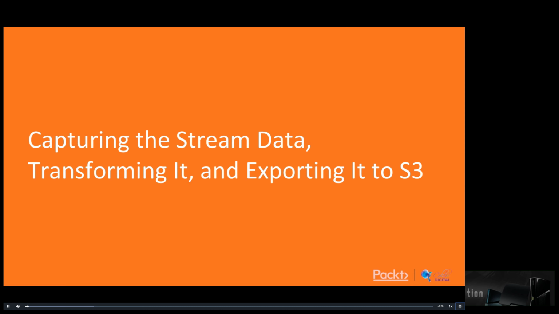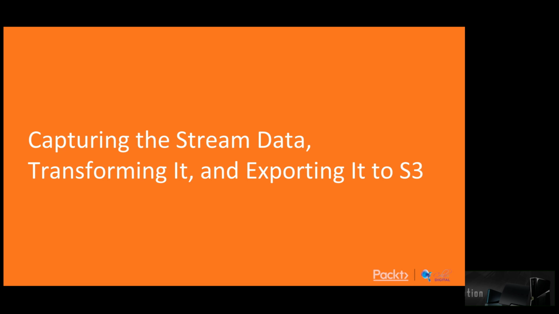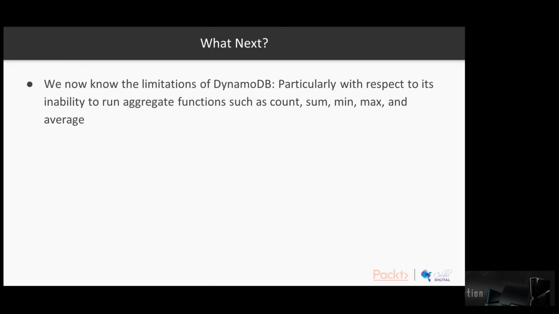Welcome back and welcome to video 3, capturing the stream data, transforming it and exporting it to S3. So what next? We know we can now subscribe a Lambda function to a DynamoDB stream, and we know what that stream contains. And we know the limitations of DynamoDB, particularly with respect to its inability to run aggregate functions, so count, sum, min, max and average and those sorts of things.